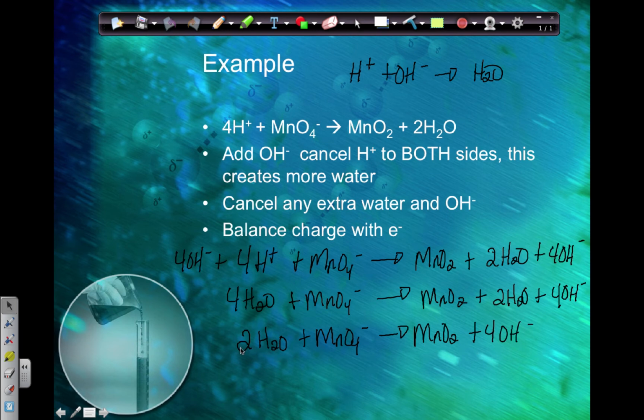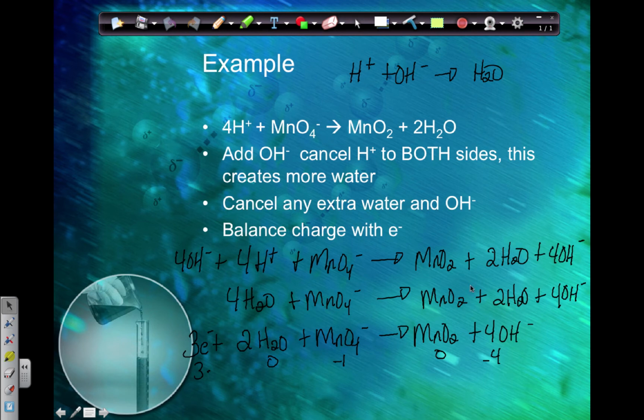All right, so now I'm going to look at the charge and balance with the electrons. So I have a charge of 0 here, I have -1 here, 0 here, and -4 here, so 4 times -1. So I need to make this side more negative, so I'm going to do that by adding 3 electrons, because that'll give me -3 plus a -3, or -1 would be a -4, so I've got a -4 on this side too.